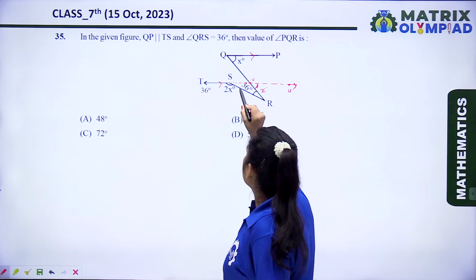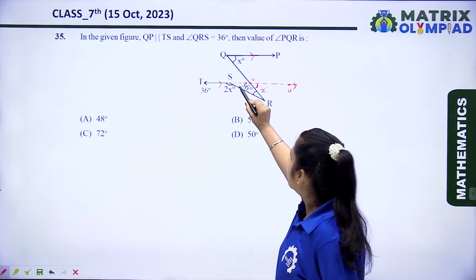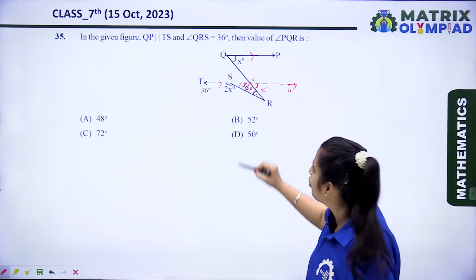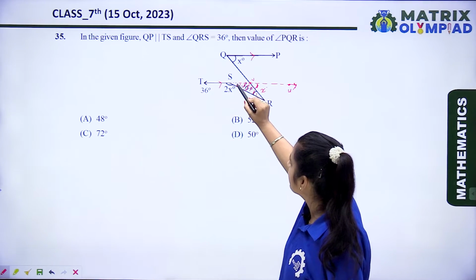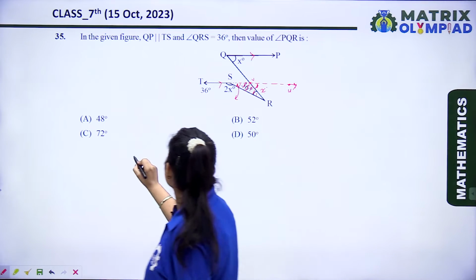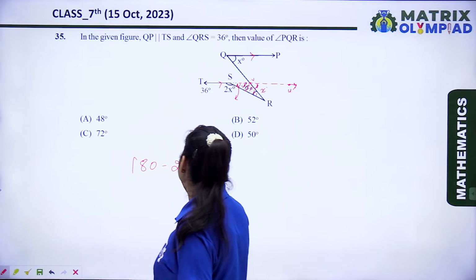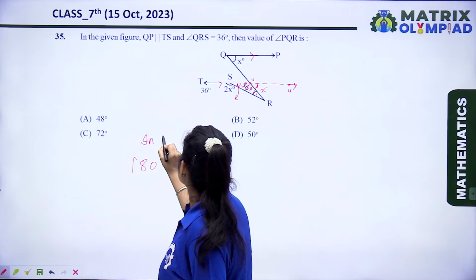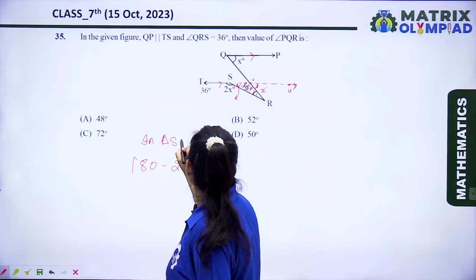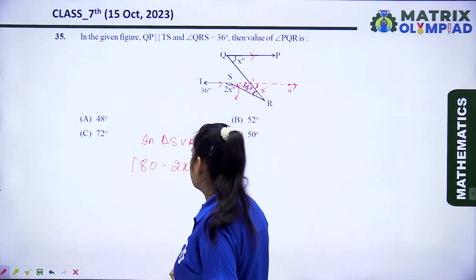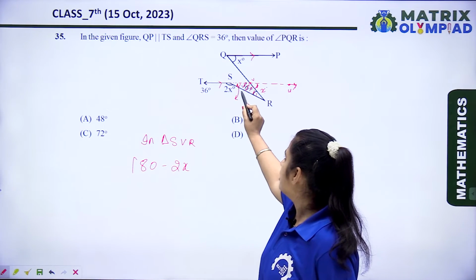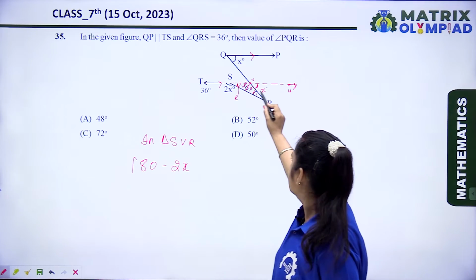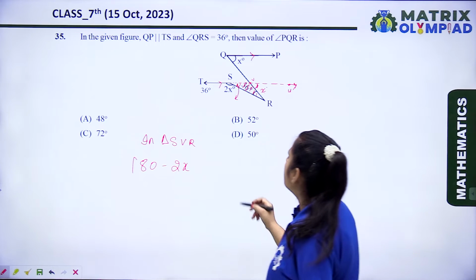Now let's find out the interior angle. Here we have formed a triangle यहाँ पर एक ट्राइंगल फॉर्म हो गया है. If this is 2x, then the interior angle will be 180 degree minus 2x. If we talk about the triangle SVR, हमारे पास एंगल S क्या हो जाएगा? 180 minus 2x. Now, next angle is angle R.